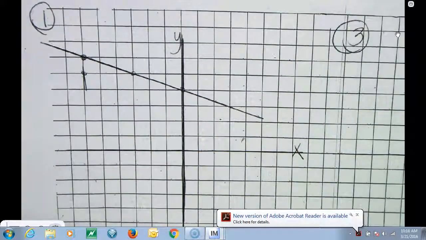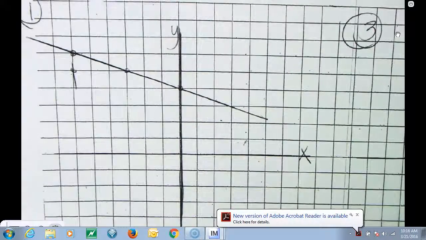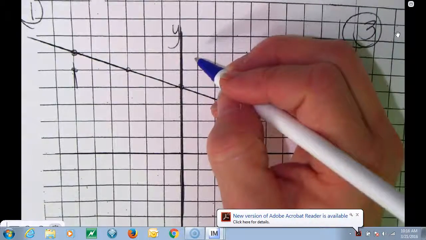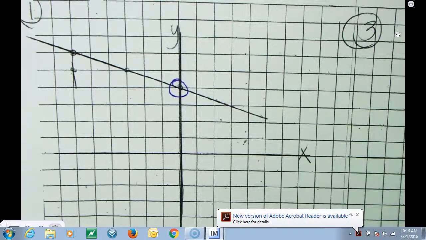Guys, there's a good many of you that do not know how to get the y-intercept right here. Everybody look. Y-intercept. Somebody tell them how easy it is. Tori, tell them how easy it is to get the y-intercept on number 1. See where it crosses what? The y-axis. Everybody circle that point right there. That is the y-intercept, where it crosses the y.